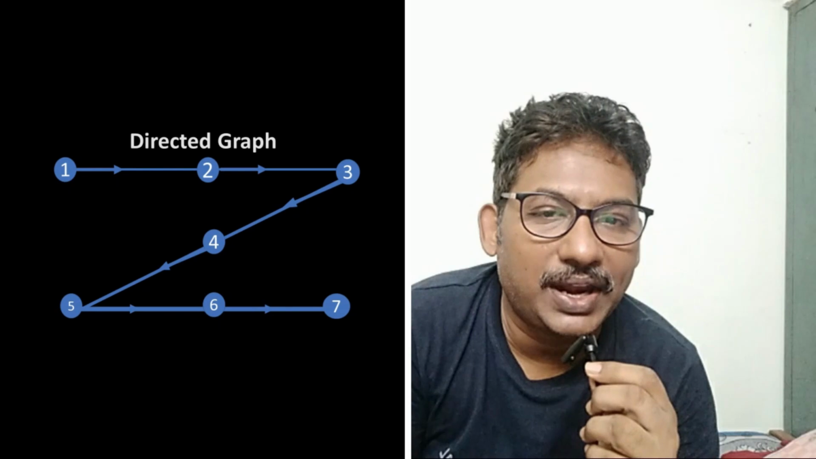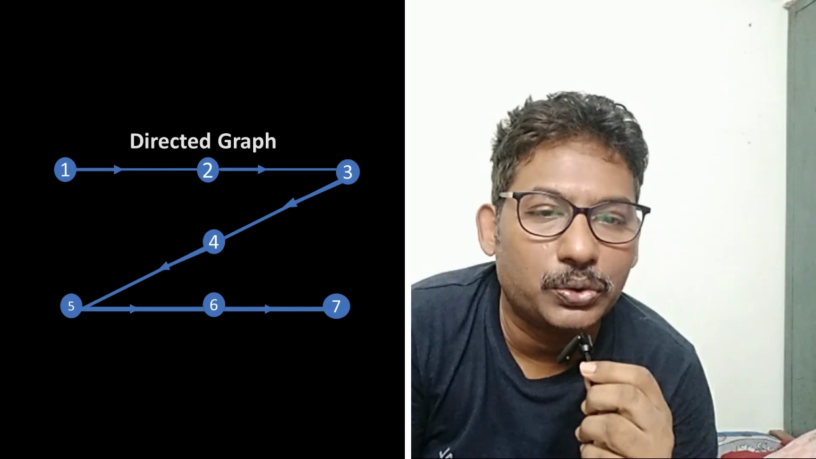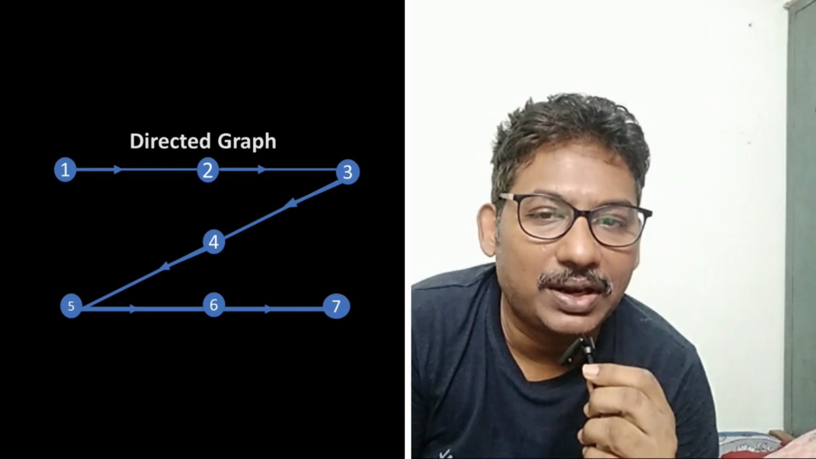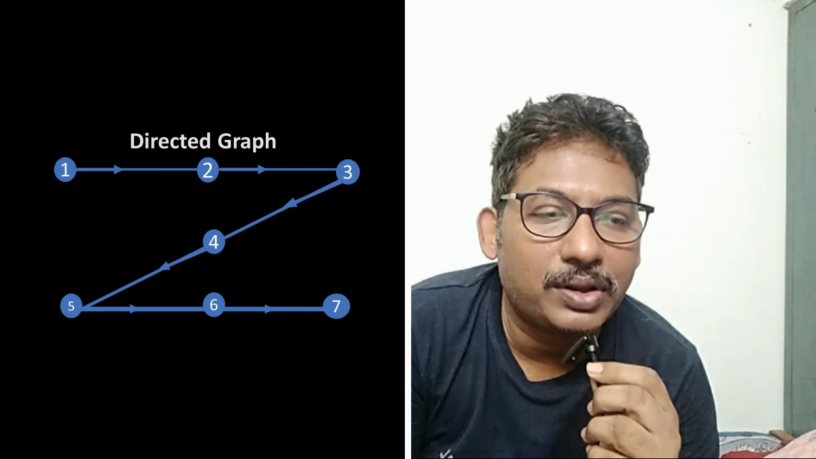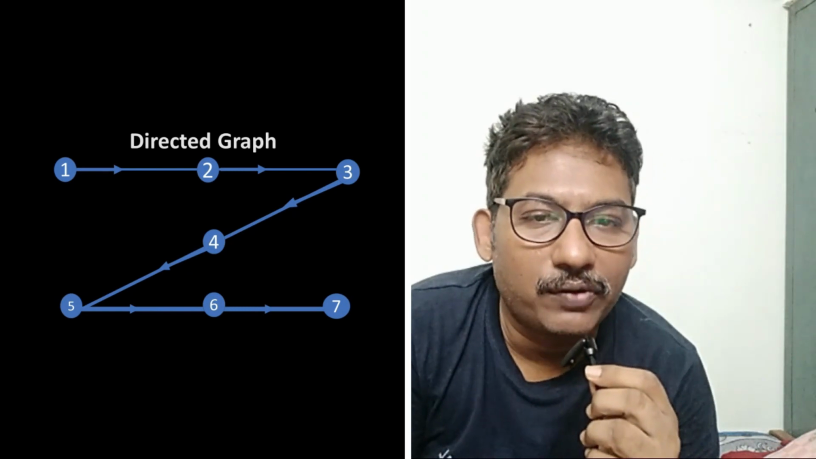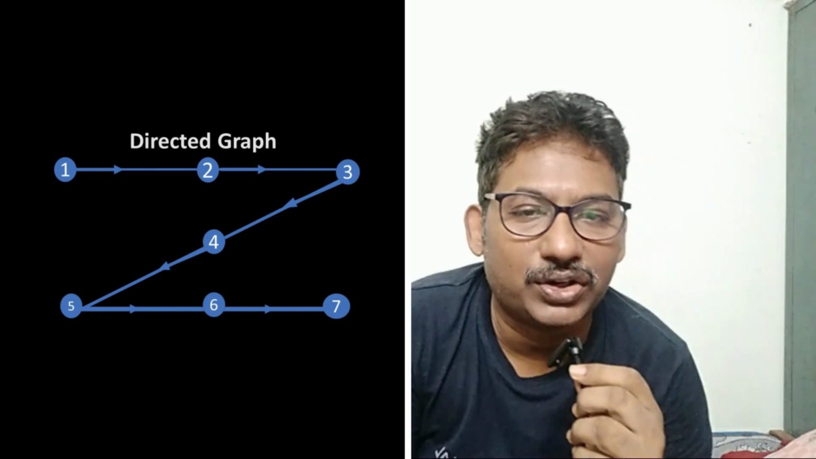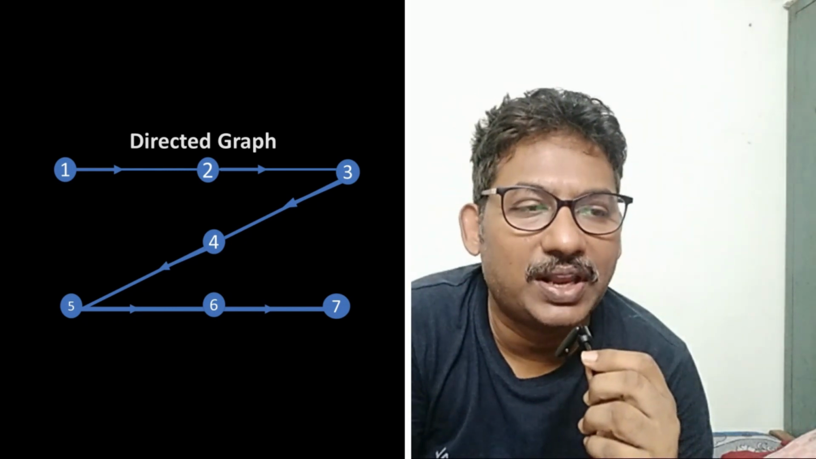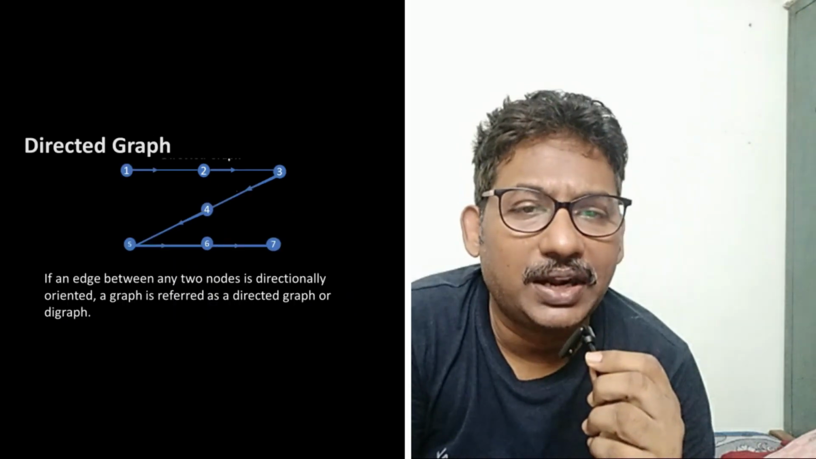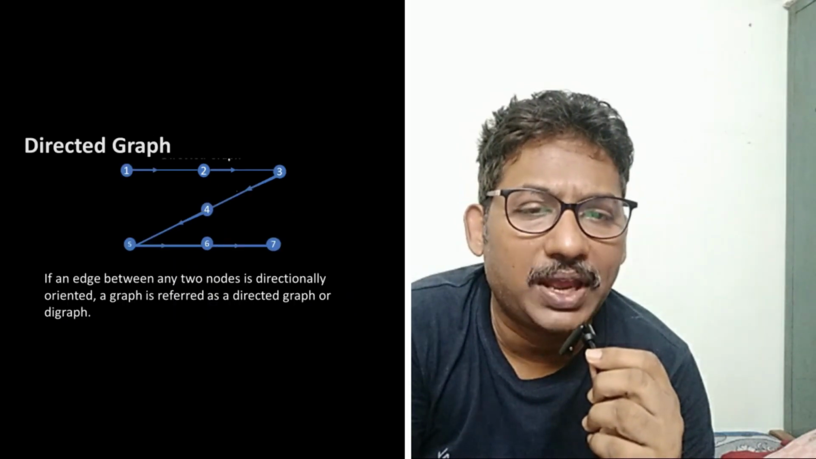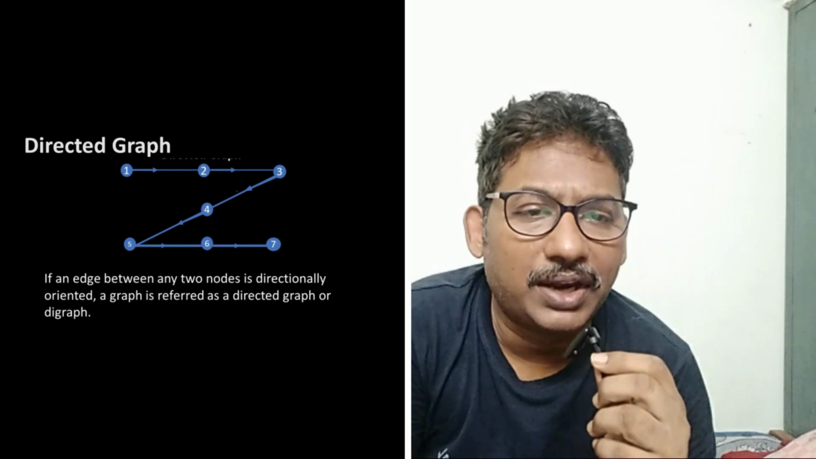Next comes the directed graph. Here is a directed graph with vertices 1, 2, 3, 4, 5, 6, 7. The arrow marks are shown for the flow of direction, where 1 to 2, 2 to 3, 3 to 4, 4 to 5, 5 to 6 and 6 to 7. The arrow marks are showing the direction. So this is about the directed graph. The main difference between the directed graph and undirected graph is that in an undirected graph there won't be any direction. It is bidirectional, it can move both ways.